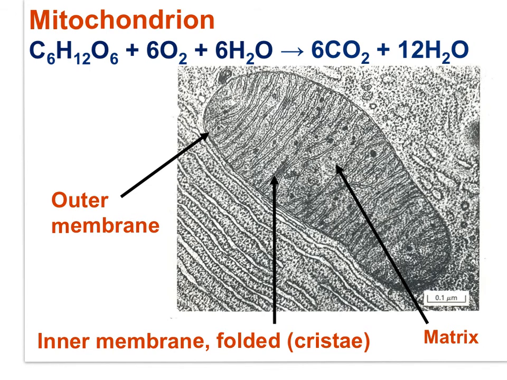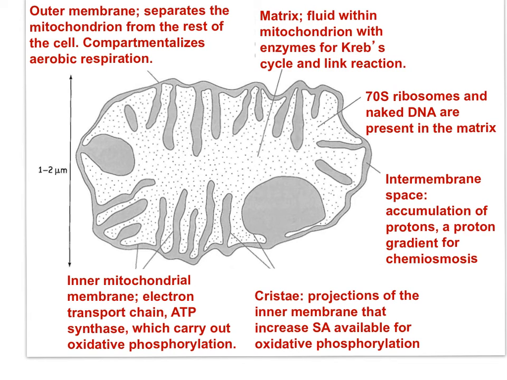The outer membrane separates the mitochondrion from the rest of the cell. It compartmentalizes aerobic respiration. The matrix is a fluid within the mitochondrion with enzymes for the Krebs cycle and link reaction. These will be understood later by HL students. The matrix has 70S ribosomes and naked DNA. You should remember the endosymbiont theory. This should be familiar to all students, SL and HL.